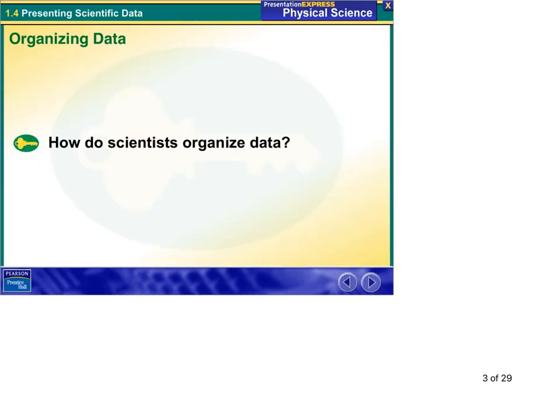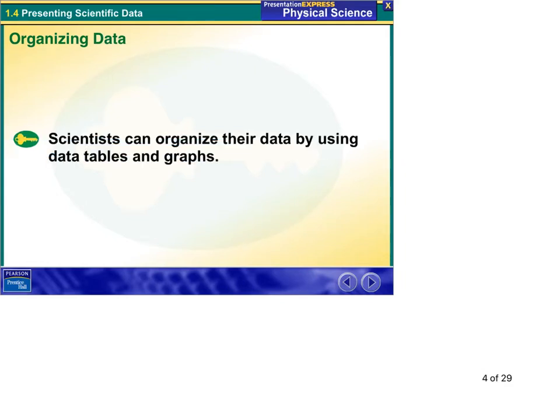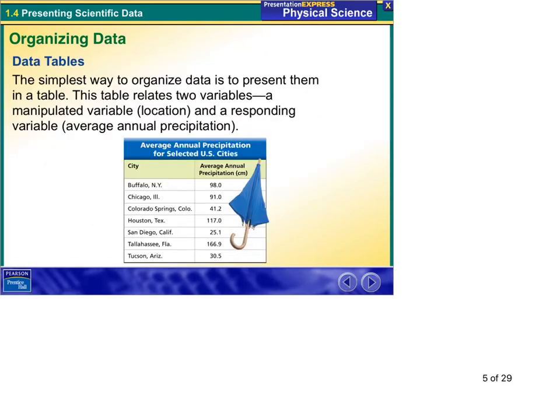So, how do scientists organize data? One of our key questions. You can organize data by using data tables and graphs. Data tables, as we showed here, are the simplest way to organize data. Put them in a table.